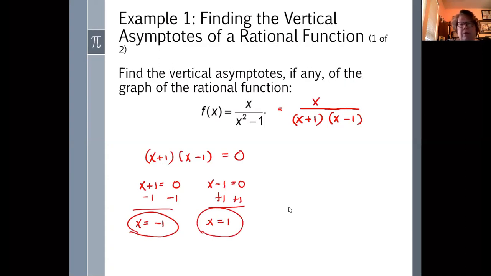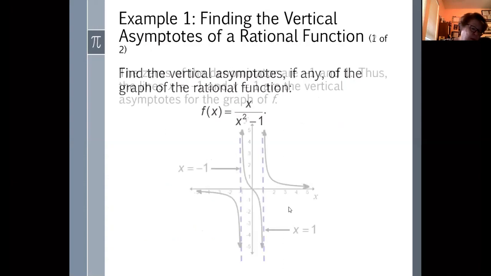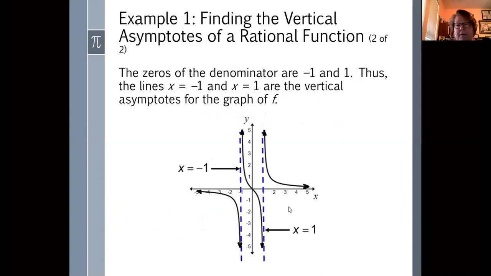And you will note that those are restrictions on the domain of my function. I can't have x equal to -1 or x equal to +1. So as my function approaches those two vertical lines, it's going to increase or decrease without bound. And there is the graph of this function, and sure enough, you can see that that's exactly what it does.